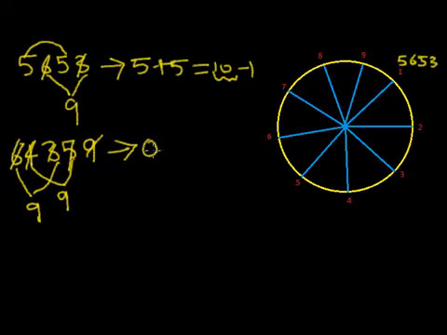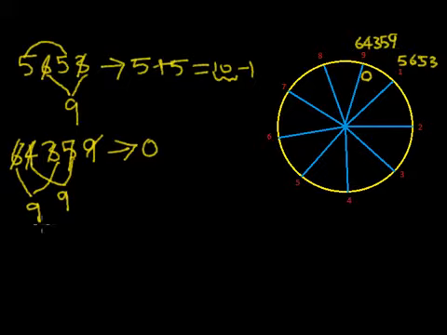and we know that 0 falls on the spoke of 9 here, right here. So this number, 64,359, can be placed on the spoke of 9. So it would come here, 64,359.